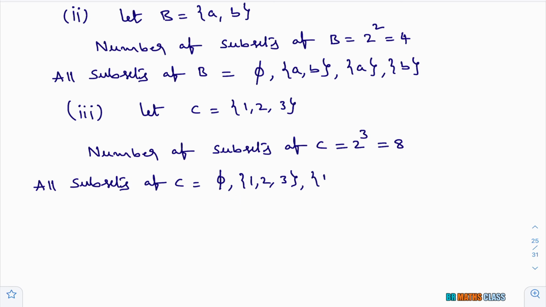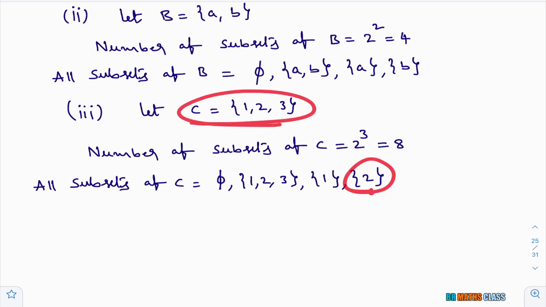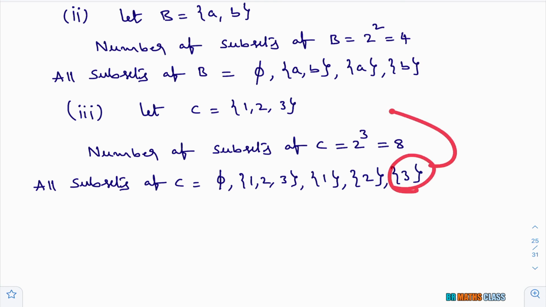You can observe single element subsets. This set contains only one element, that is 1. Is 1 present in C or not? Yes. So this set is a subset of this set. Next, I'll write 2. Is 2 present in C? Yes. 2 is present in this set. So it is a subset. Next, 3. Is 3 present in set C? Yes. 3 is present in set C. Similarly, total how many subsets you got here? 1, 2. Total 5 we written. Another 3 subsets we need to write.